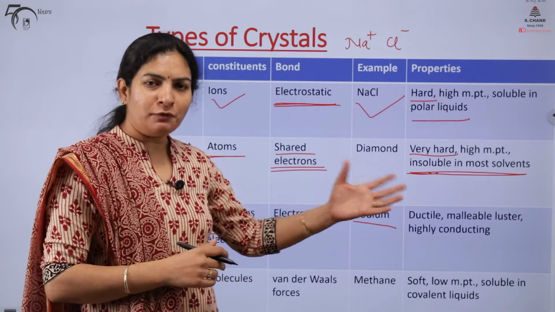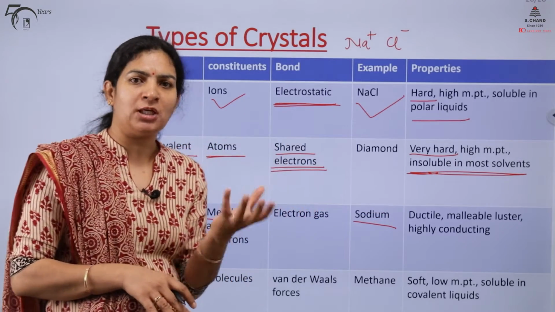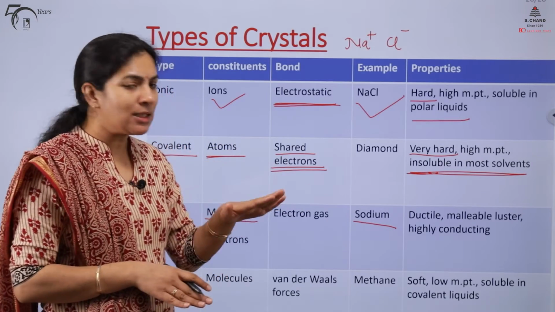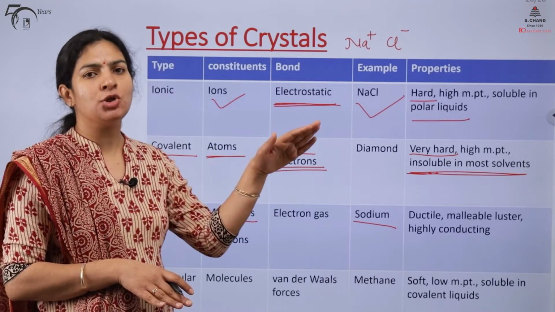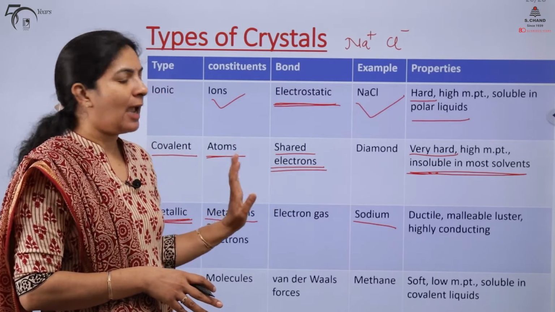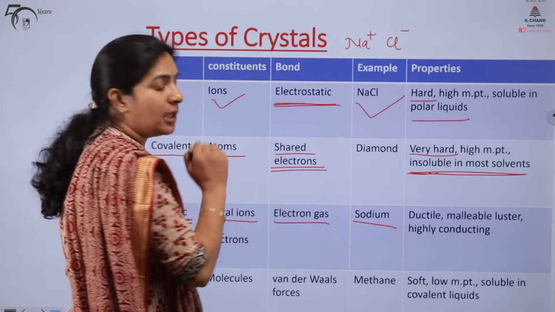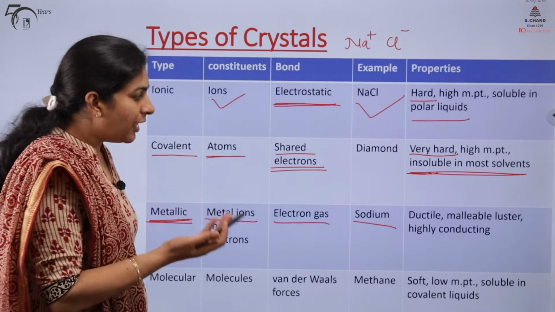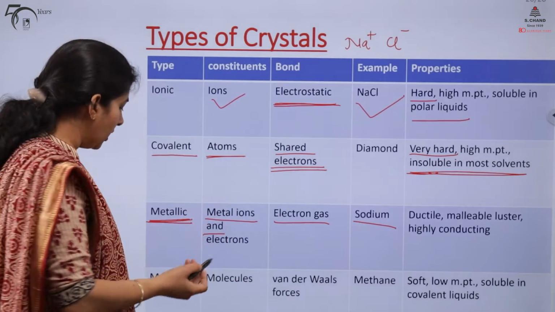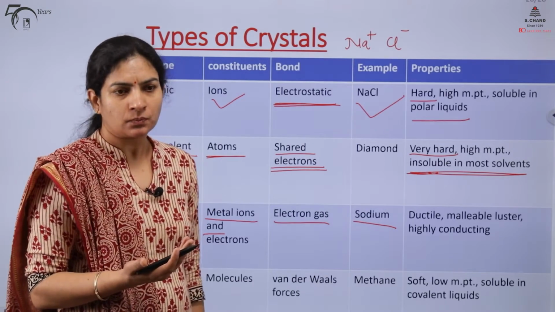The speciality of these crystals is that they are malleable and ductile. We know the properties of these metals: metals can be drawn into very thin sheets, they have luster, they are highly shining, and of course, due to the presence of the electrons, they are highly conducting in nature. And lastly, we have molecular crystals.